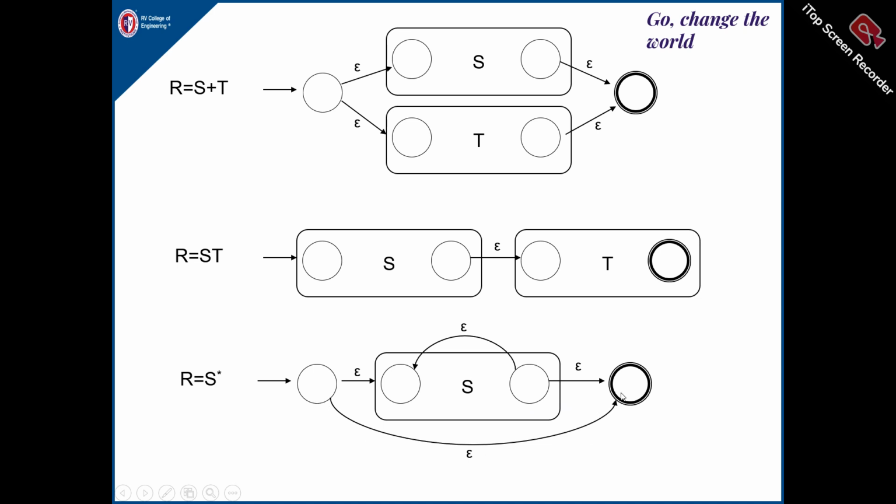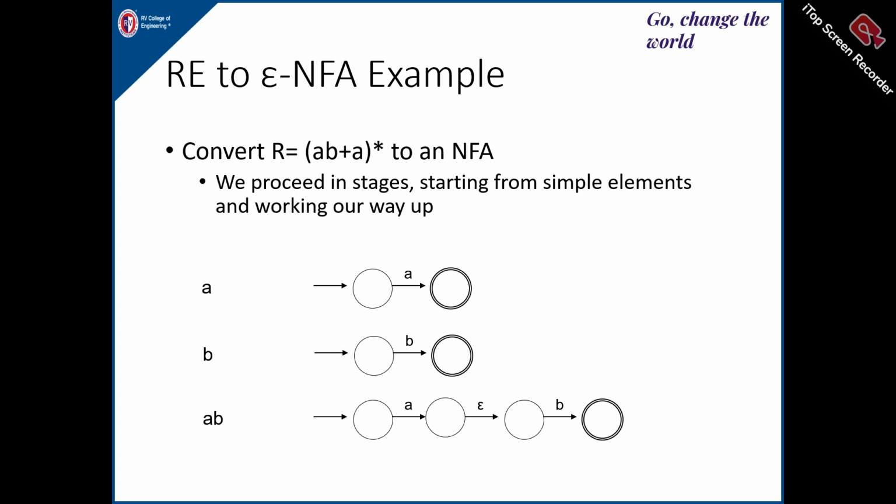So let us see one example of how to convert a regular expression to an epsilon NFA. Suppose my regular expression is (AB plus A) whole star. Now how do I write the machine for this regular expression? Suppose that for A I have this machine, and for B I have this machine. This is the start state, this is the final state, and A is the transition, B is the transition. Now for AB, A has to be followed by B. So add one new transition which connects from the final state of this to the start state of this. So this is your AB.